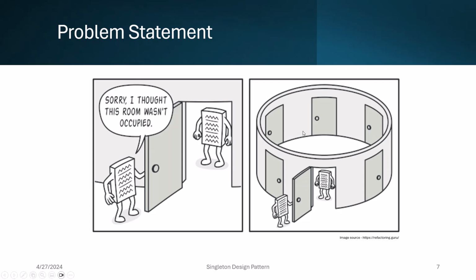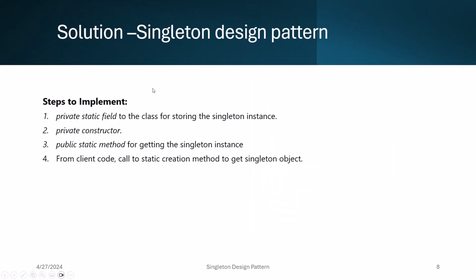In this example also you can see that if one of the resources is already in use and some other person or object comes to access that resource and says, oh sorry, I thought this room wasn't occupied, here it can get conflicts, right? It is already being used by one object and some other object comes to access that particular resource. So in this type of situation we can use the singleton design pattern. Let's see how we can use that.